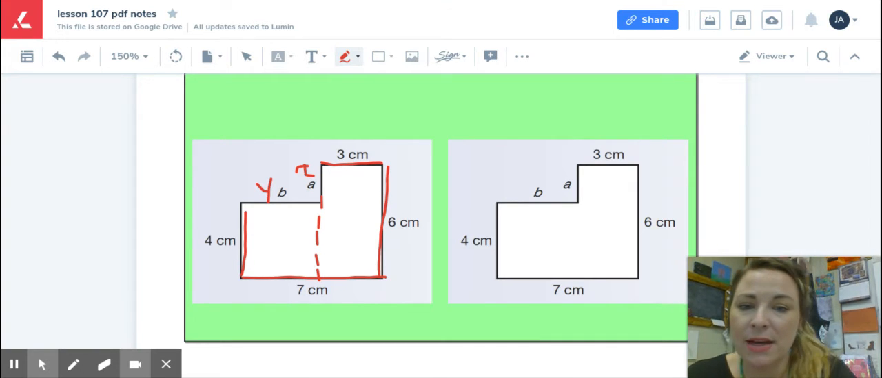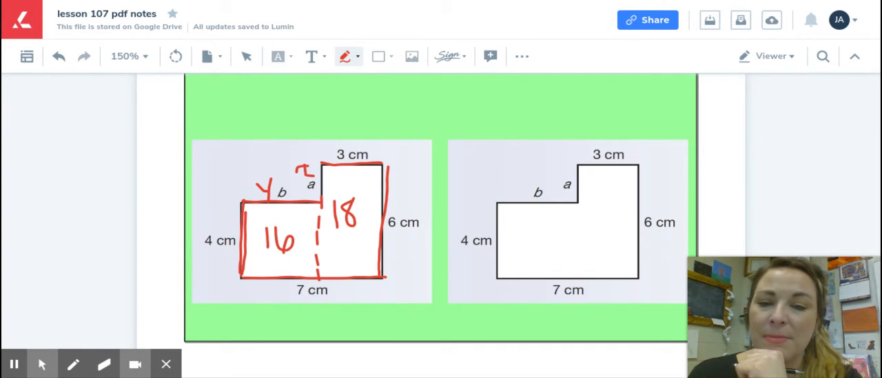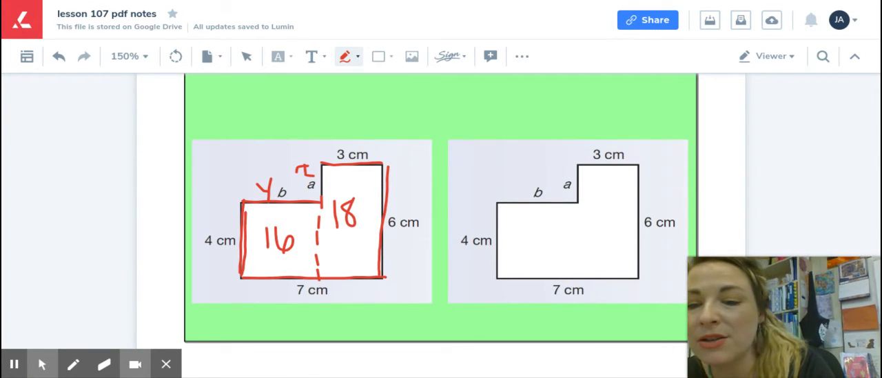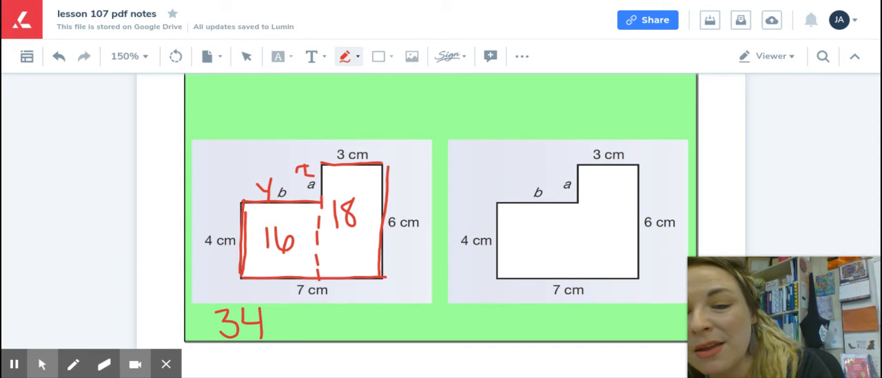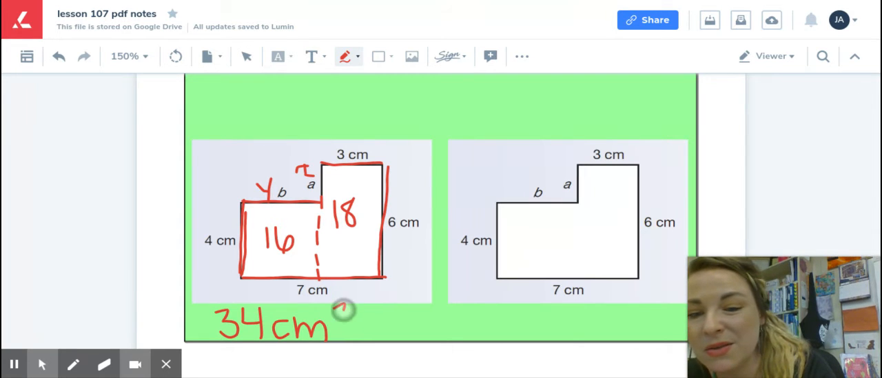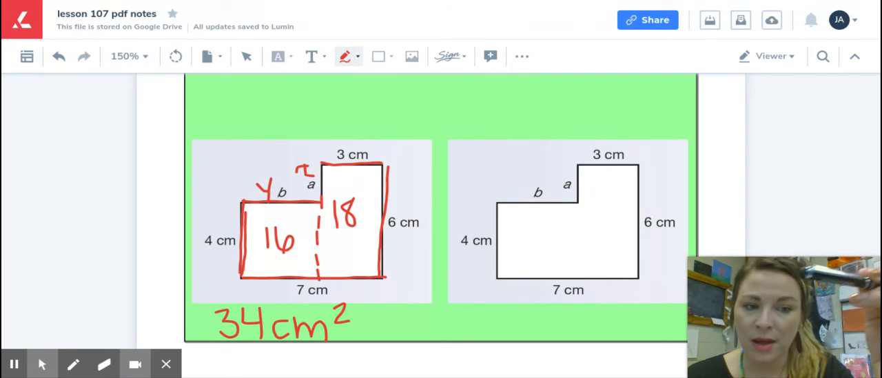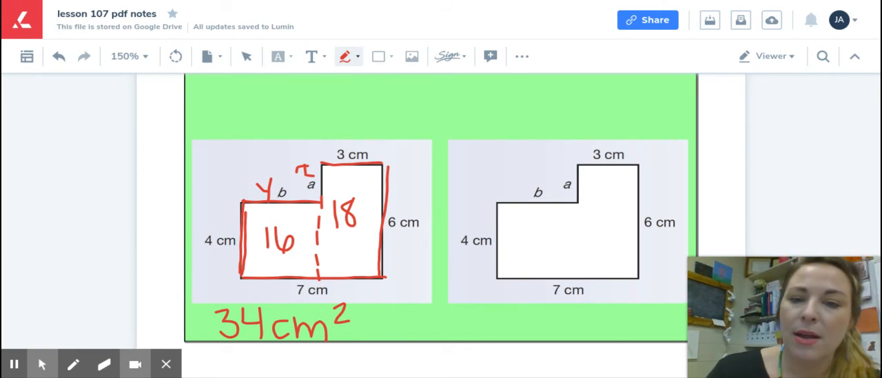Right here, I have 3 times 6, and that is 18. And here I have 4 times 4, and that is 16. And I need to add those together. I know that 16 plus 16 would be 32, plus 2 more would be 34. Gosh, I hope my math is right. I didn't do this ahead of time. 34 centimeters, and anytime we're dealing with area, our exponent is a little 2. It's centimeters squared.